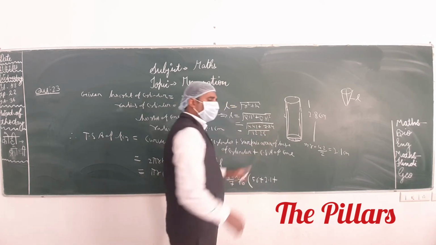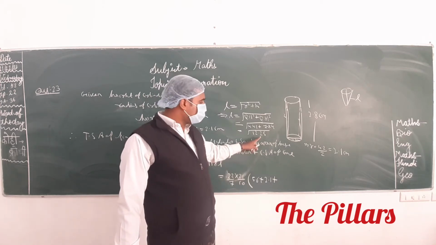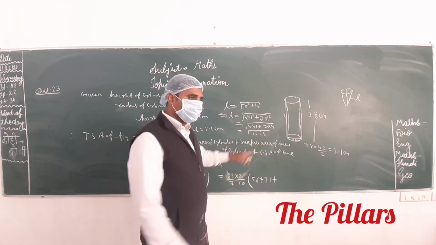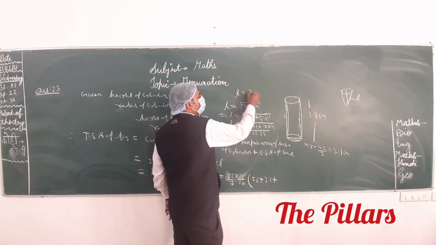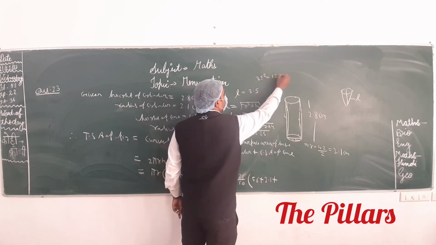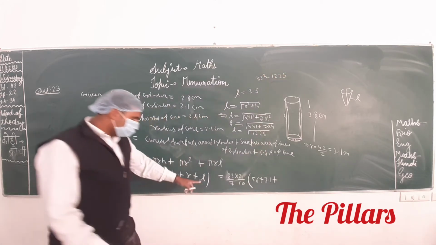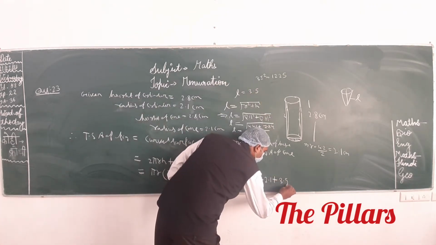This total value 12.25 is the square of 35. It means 3.5 square. You see that the value of l we have to calculate is 3.5, because 35 square equals 1225. This implies that the value of l is 3.5. Clear? Anyone have any problem?